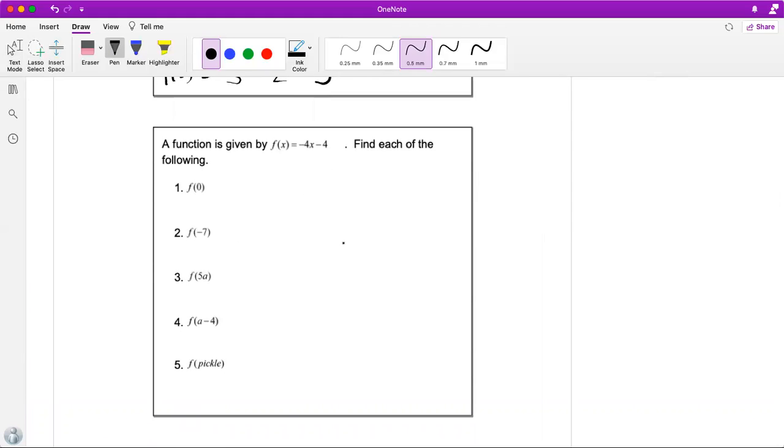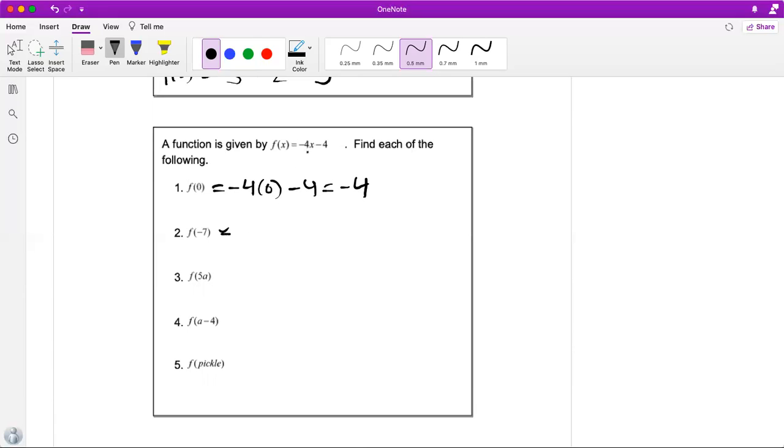So here's just some examples which I can run through. This is a not too terribly complicated function, negative 4x minus 4. And then here's f of 0. So this just means you put the 0. You see there's the x is in parentheses and the 0 is in parentheses. So you just put the 0 wherever the x was. Negative 4 times 0 minus 4. Negative 4 times 0 is 0. So 0 minus 4 is negative 4.